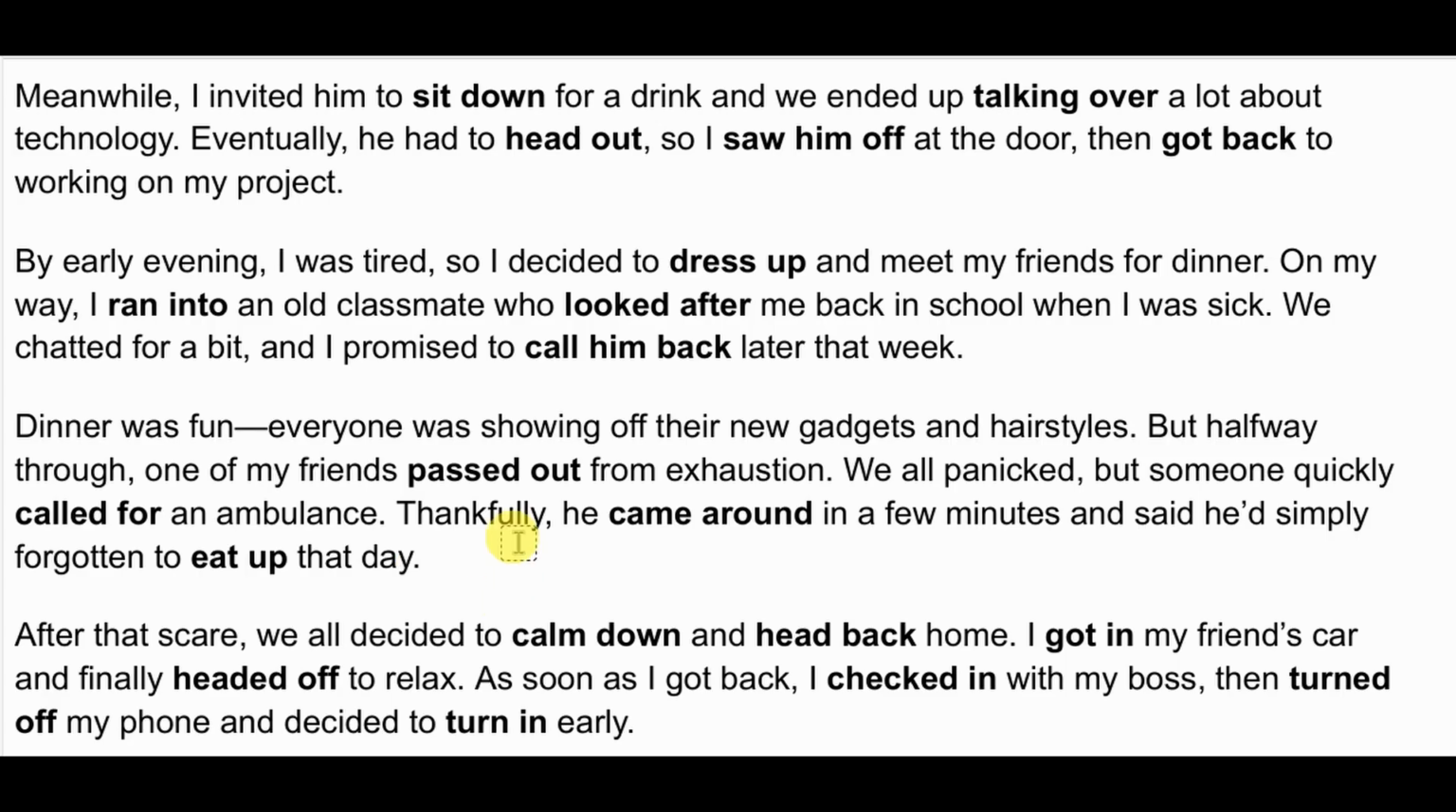Thankfully, he came around in a few minutes and said he had simply forgotten to eat up that day. After that scare, we all decided to calm down, meaning to relax, and head back home, meaning return home. I got in my friend's car, meaning I entered my friend's car, and finally headed off to relax. As soon as I got back, I checked in with my boss, then turned off my phone and decided to turn in early.